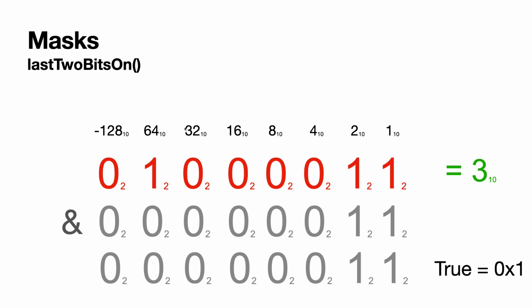Let's take a number that does have the last 2 bits on. What would happen if we AND it against the mask? In this case, we get a number different from 0, which is the value for true. And this would return whether those 2 bits are on or not.